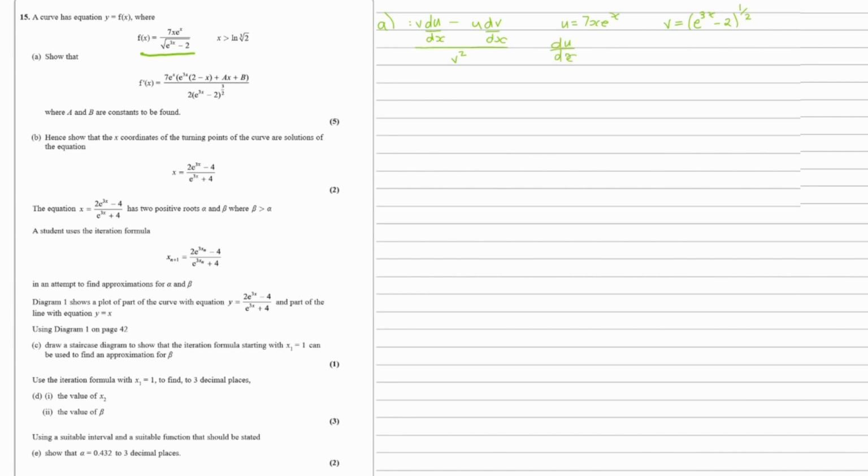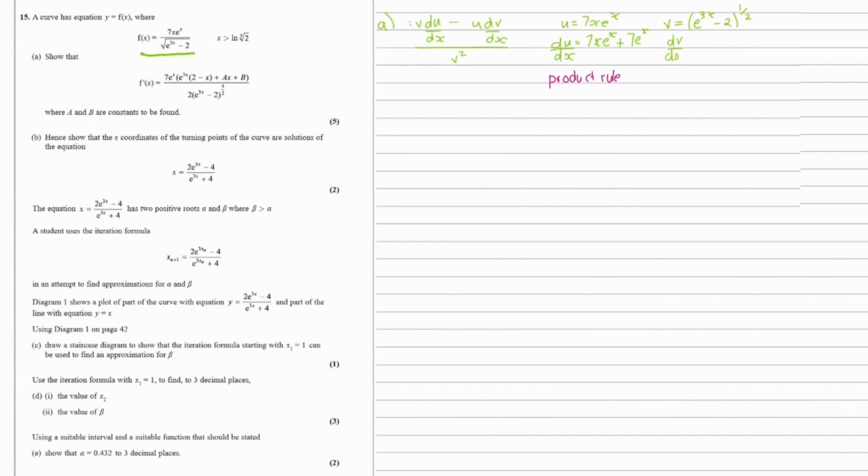For our du/dx, we are going to have to use the product rule. So we are first going to multiply 7x by the derivative of e^x, which is just e^x. We're then going to add e^x multiplied by the derivative of 7x, which is just 7. So we could write this as 7e^x.